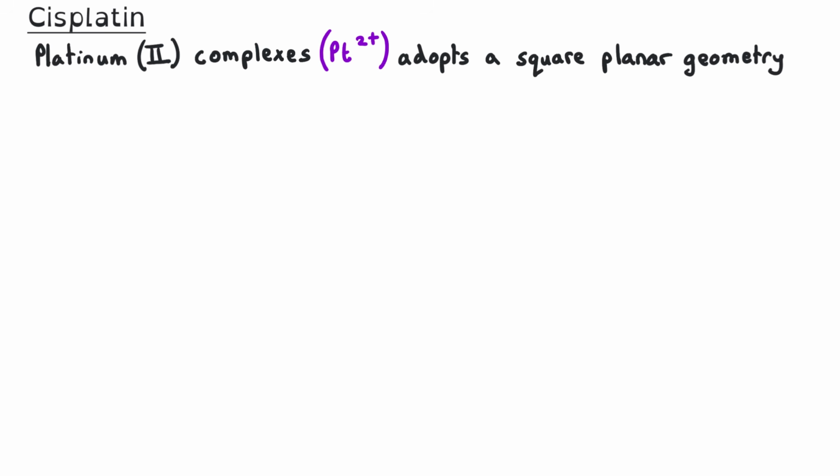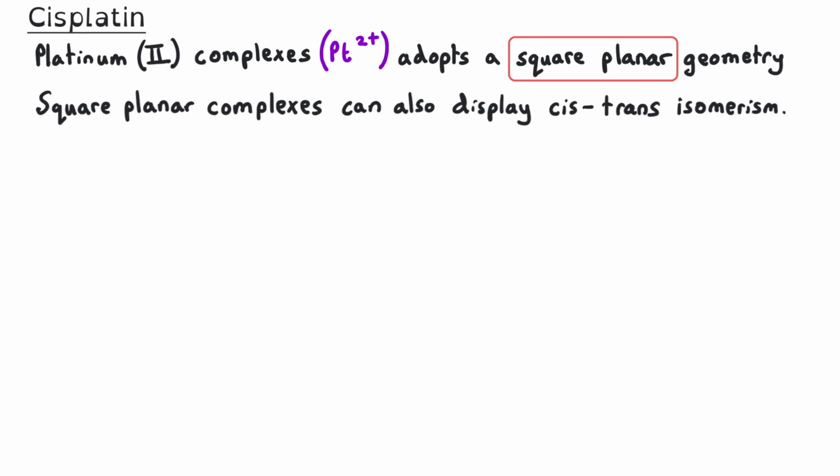It isn't only octahedral complexes that display geometrical isomerism. Platinum-2 complexes adopt a square planar geometry rather than tetrahedral, since this is more stable due to the electron configuration of the platinum ion. And square planar complexes can also display cis-trans isomerism. The most common example of this is Cisplatin, which is an anti-cancer drug.